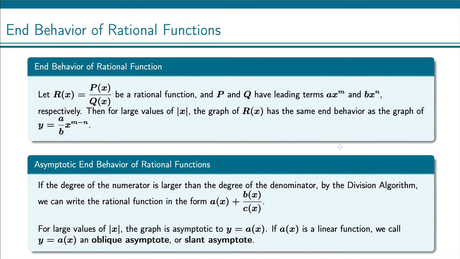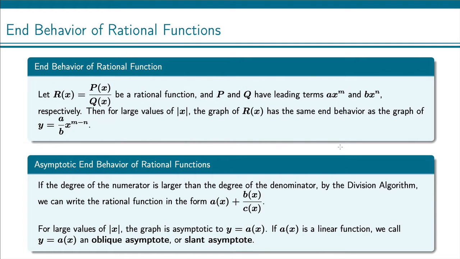We're going to talk about the end behavior of rational functions, and this is more general than horizontal asymptotes or even oblique or slant asymptotes. This is just saying, what do we know as x is going off to infinity or negative infinity? Is our graph going upwards or downwards? And how do we find that?